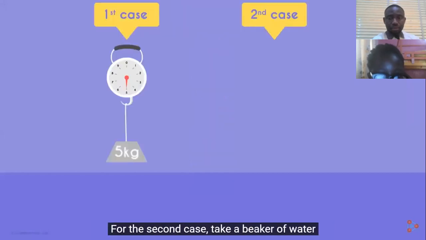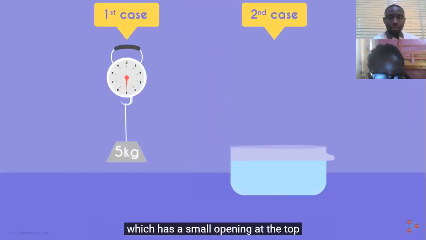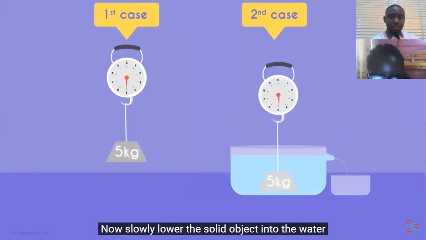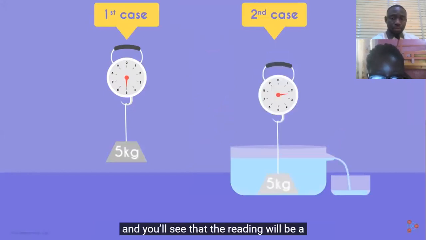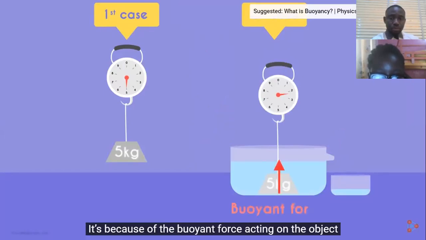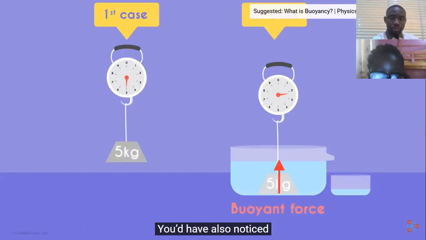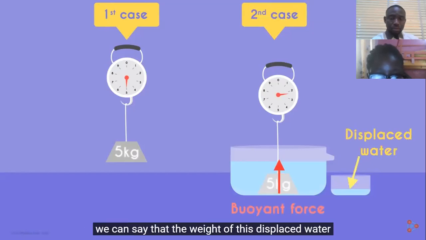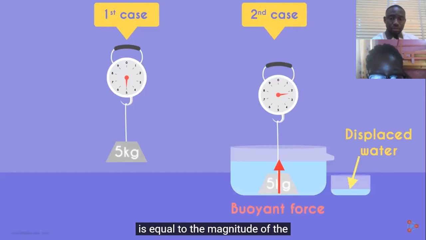For the second case, take a beaker of water which has a small opening at the top. The beaker is filled with water right up to the point where the opening is. And we keep a small container under the opening. Now slowly lower the solid object into the water and you'll see that the reading will be a lower number as compared to the previous case. Why is that? It's because of the buoyant force acting on the object. You would have also noticed that some water was displaced. Now in this context, we can say that the weight of this displaced water is equal to the magnitude of the buoyant force acting on the object. That's the Archimedes principle.